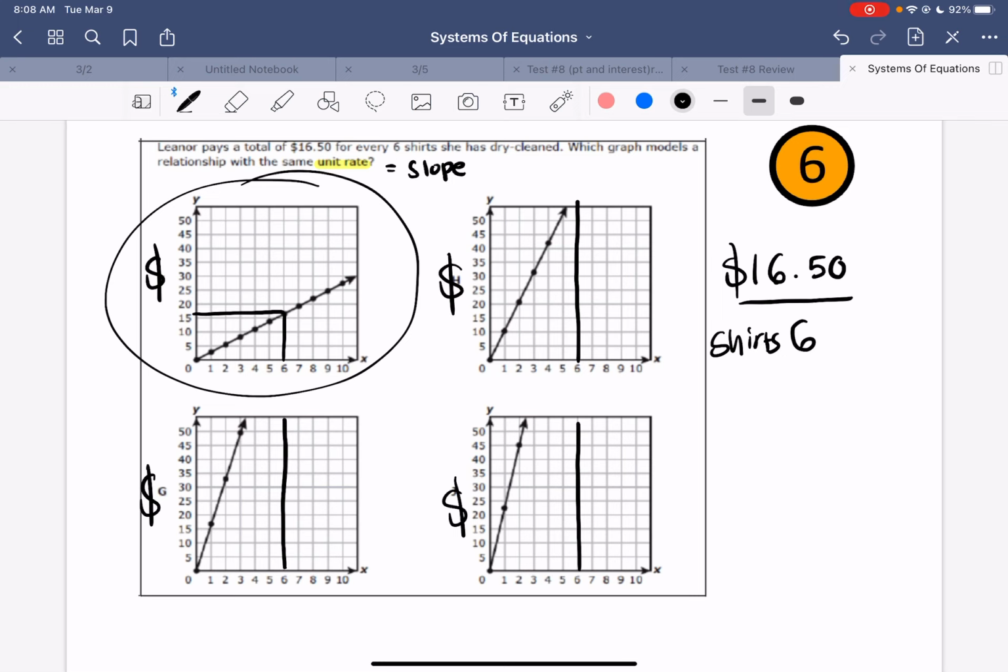I think a lot of times people will think that 1 shirt was $16.50, and if you notice, on this one here that I have my laser on, this one has 1 shirt being $16.50, but in the problem it's saying that she pays $16.50 for every 6 shirts. So you just have to pause and think about the story before selecting a graph. And so that is that.